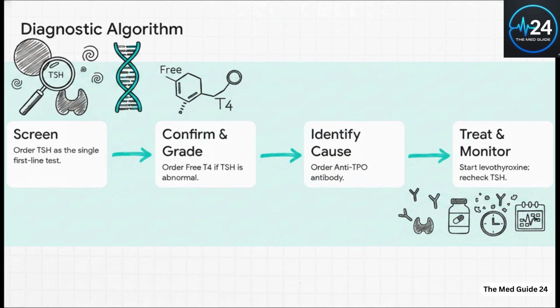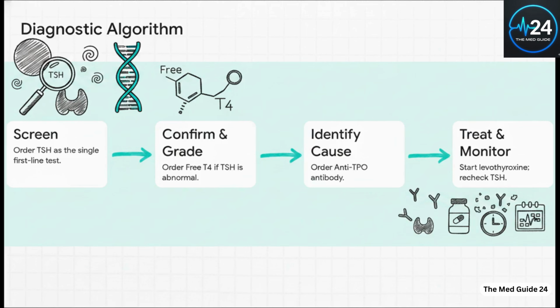Step 1, screen with TSH. Step 2, if that TSH is abnormal, you confirm it and grade the severity with a free T4. Step 3, identify the underlying cause by ordering anti-TPO antibodies. In Sunita's case, this confirmed Hashimoto's. And Step 4, treat and monitor.